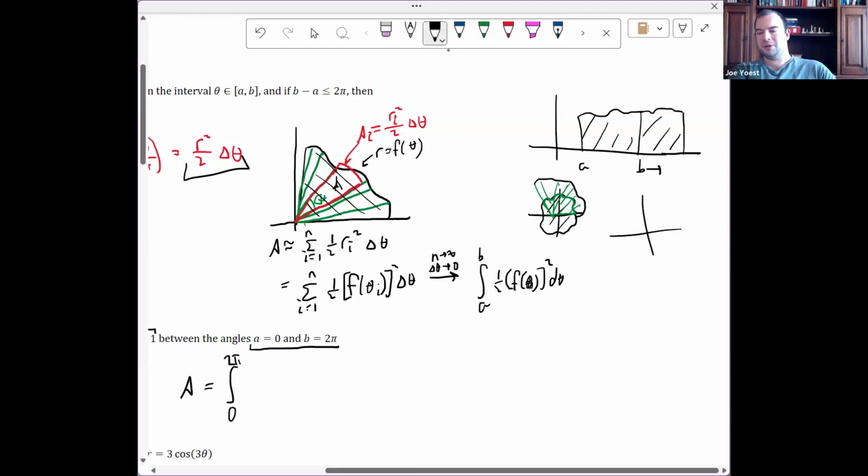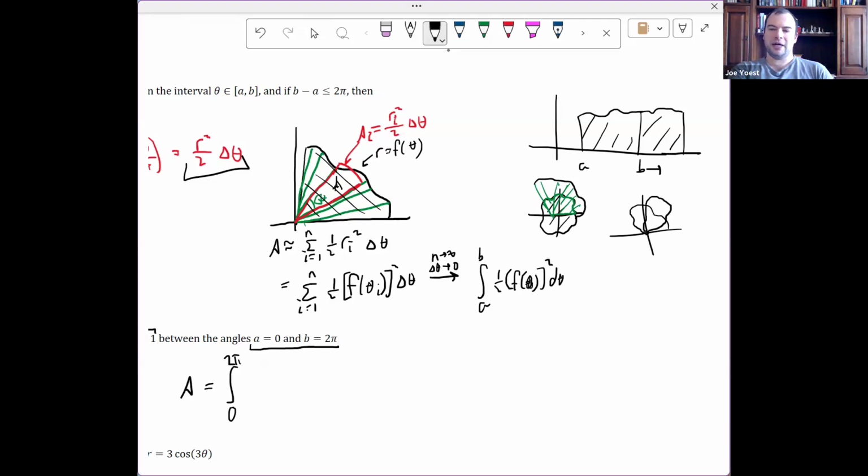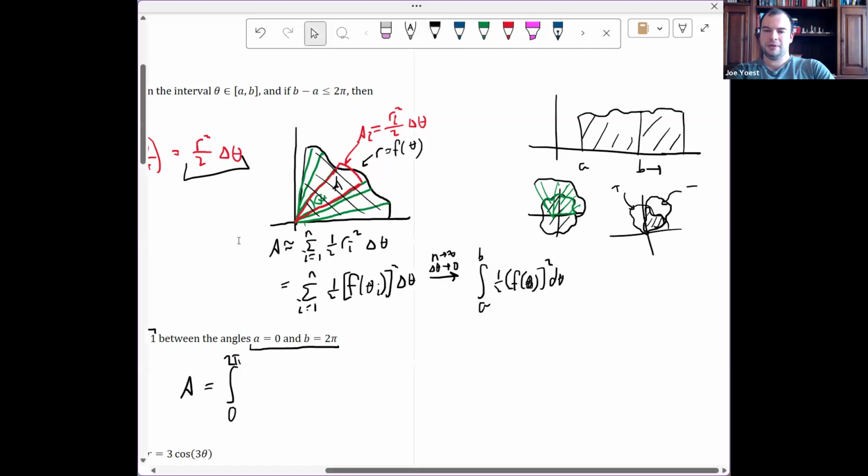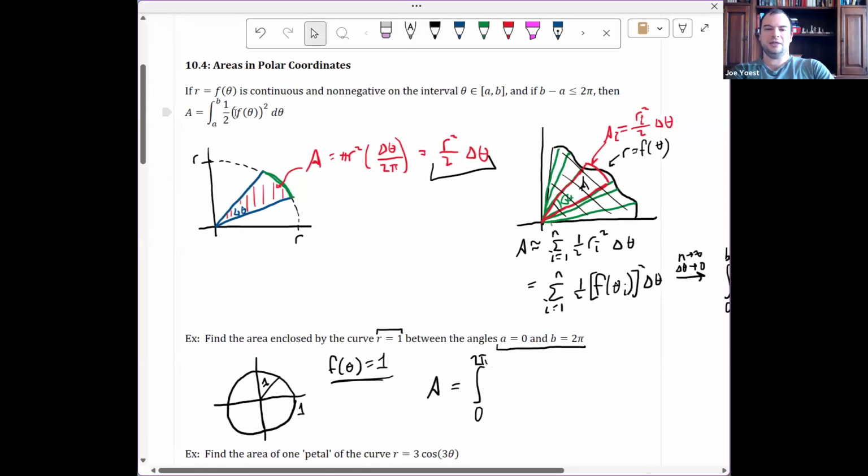That would also cause a problem with signed area, or we see a similar problem with signed area. Let's say that f of theta was positive for theta between 0 and pi, and then negative for theta between pi and 2 pi. So I have negative area here and positive area there, and they overlap in this region. What do I do there? Should they cancel each other out? Should they add together? I'm not exactly sure.